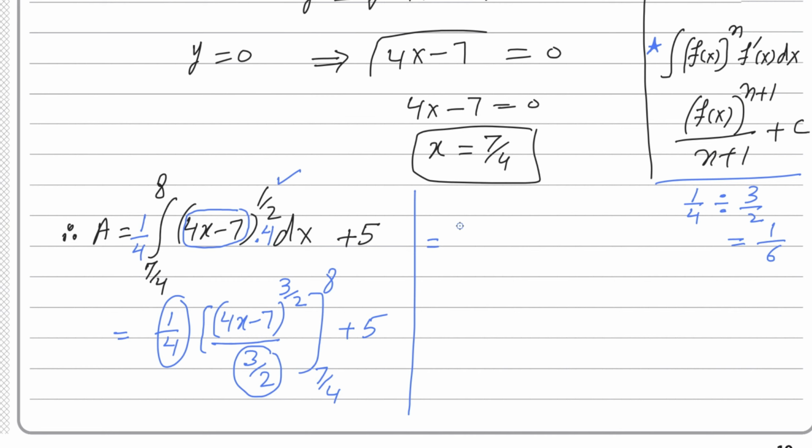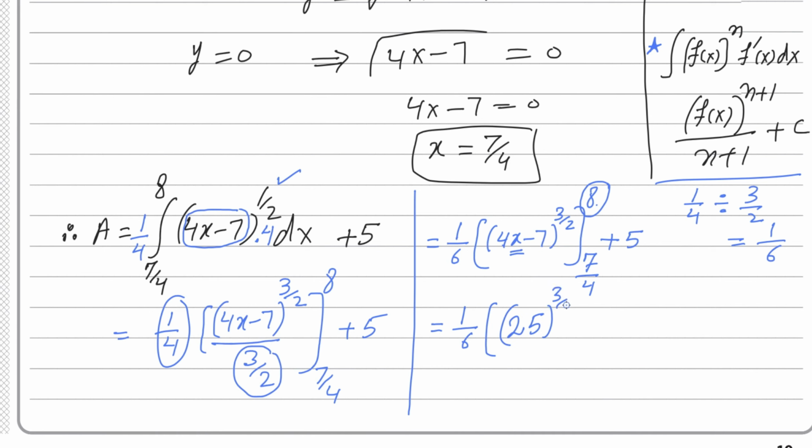So 1 over 6 is outside of this bracket, and here (4x minus 7) power is 3 by 2. And apply the limit, that is 7 over 4 to 8, plus 5. Now we will apply the upper limit here for x. Let's see what is the result. 1 over 6, and here this 8 multiplied by 4 is 32, 32 minus 7 is 25. 25 power 3 by 2.